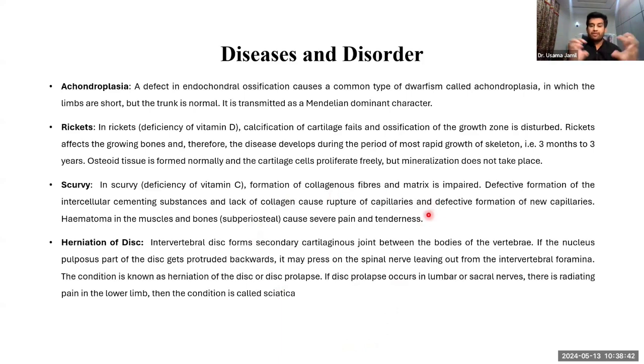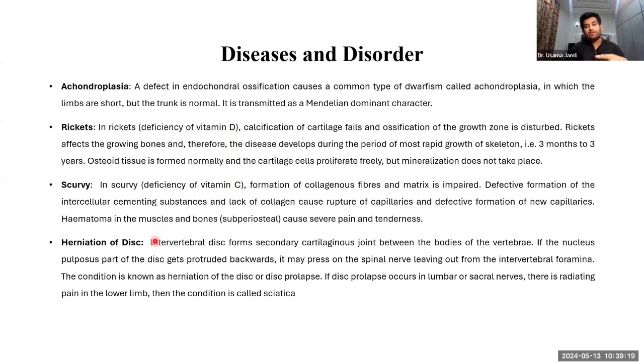In severe scurvy, the capillaries might get ruptured in these patients, and they might have hematomas in the bones as well as muscles. This means their small blood vessels, called capillaries, might burst open and form clotted blood in their bones as well as in their muscles. So this is a very severe form of scurvy. So vitamin D and vitamin C are very important for the bones as well as the soft tissue of our body. Then there is herniation of disc.